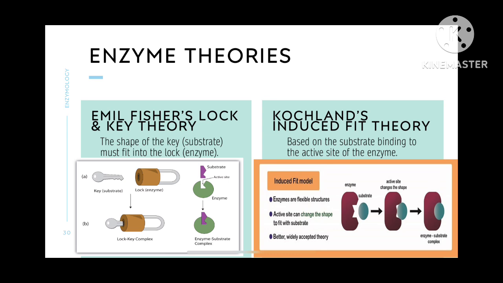Aside from that, there are also enzyme theories which explain how the enzyme and the substrate bind. The first theory is Emil Fischer's, otherwise known as the lock and key theory. It states that the shape of the key, which is the substrate, must fit into the lock, that is, the enzyme. However, the most commonly and widely accepted theory is Koshland's induced fit theory.